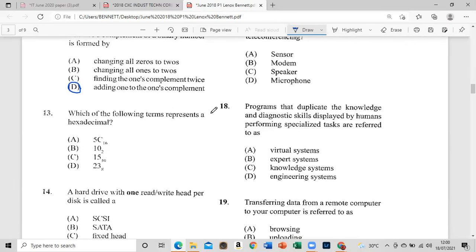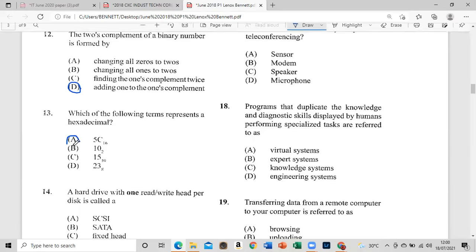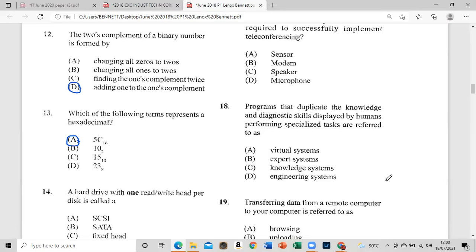Which of the following terms represents a hexadecimal? And that would be A. I got this off Organic Chemistry Tutor also, so big up to that YouTuber for that.